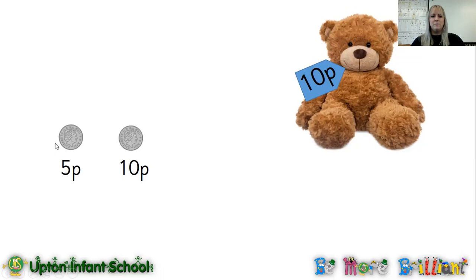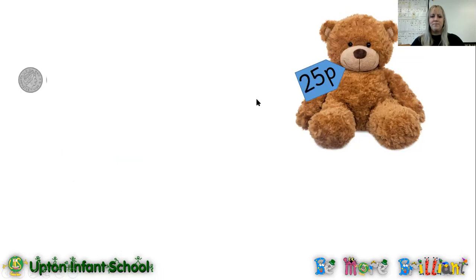Excellent. There we go. So we can see now I've got 1 5p coin, and it's my second 5p coin. Now I've got 2 coins, but that doesn't make 2p. Remember, each of these are worth 5, and 5 add 5 makes 10. So that's what we've got here. We've got our 10p, so now we can buy our teddy bear.